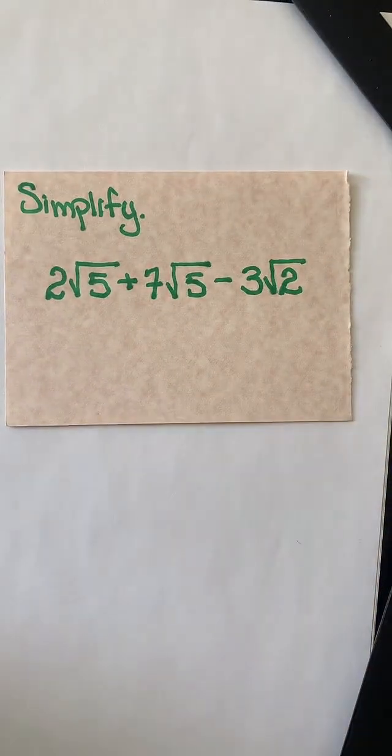All right. Yeah, so it was all kinds of crazy. So here, again, we're going to simplify. We have 2 times the square root of 5 plus 7 times the square root of 5 minus 3 times the square root of 2. Ooh, what is going on here?